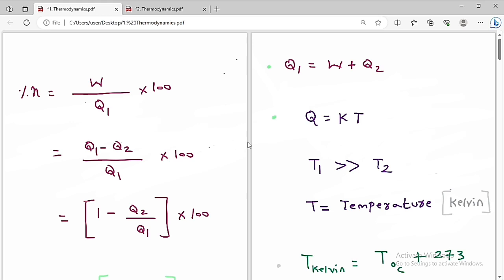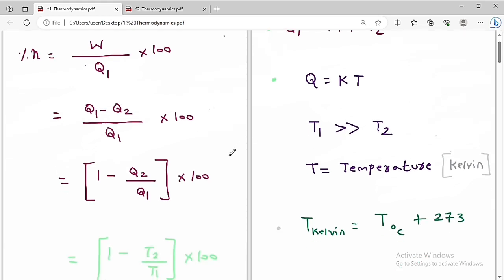Okay? Now, suppose you want to write the equation for only reversible cycle engines, or the Carnot cycle engines, or the ideal cycle engines, or frictionless cycle engines. In that case only we can write Q in terms of temperature. Heat can be written in terms of temperature only for the reversible case. Therefore I can write Q in terms of T, which is Q equals K into T, where K is a constant, Q is the heat and T is the temperature in Kelvin. T is always in Kelvin.